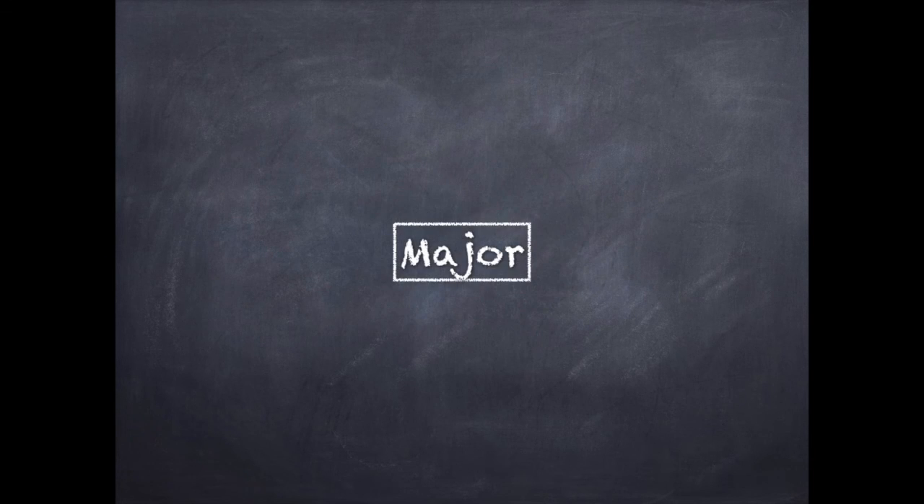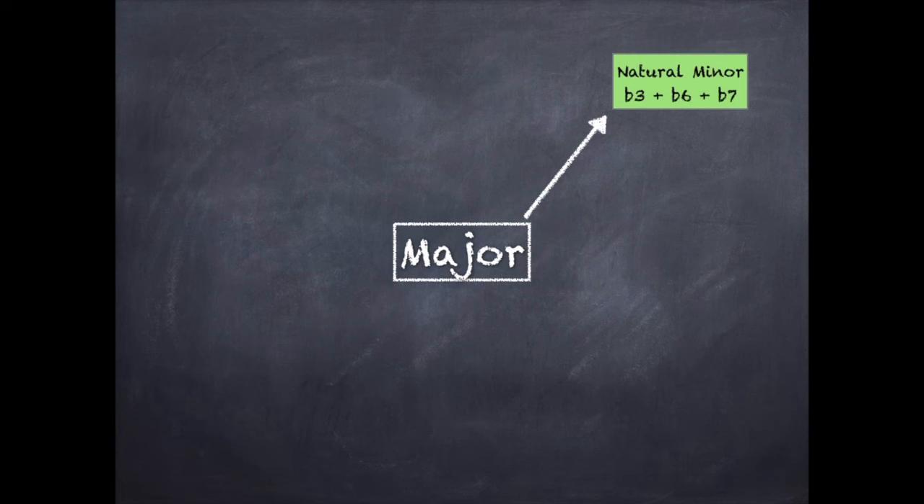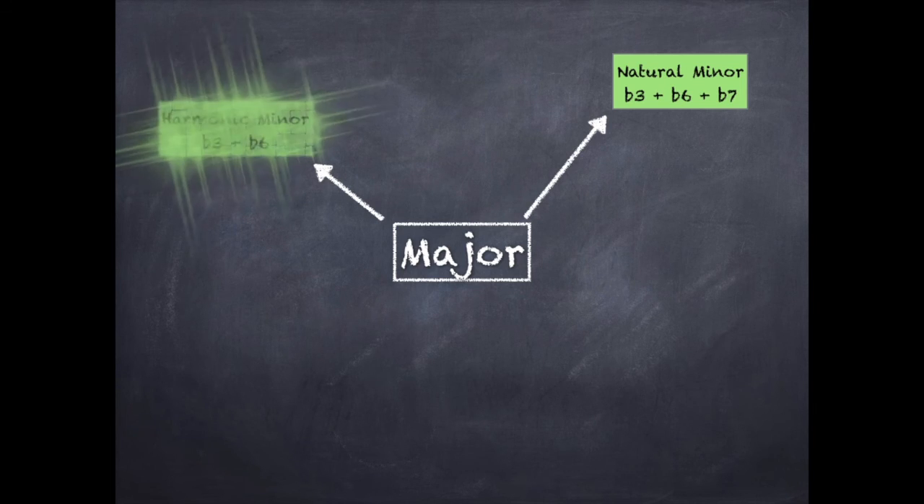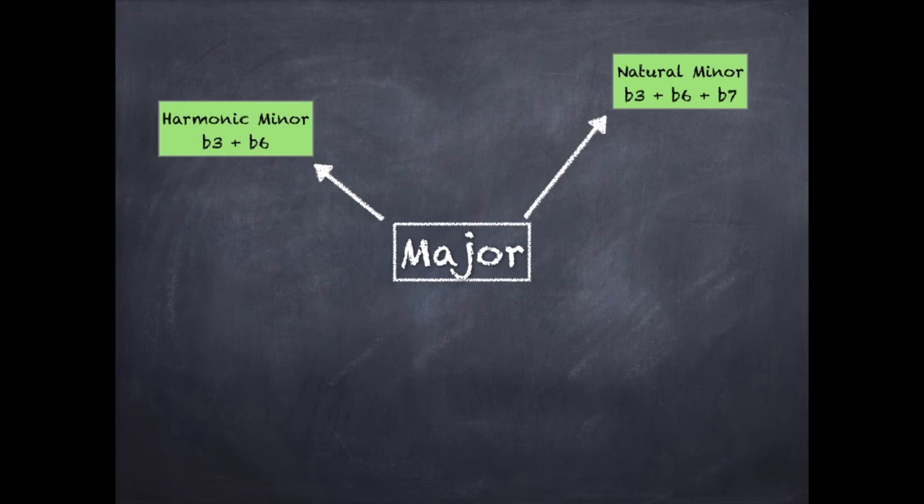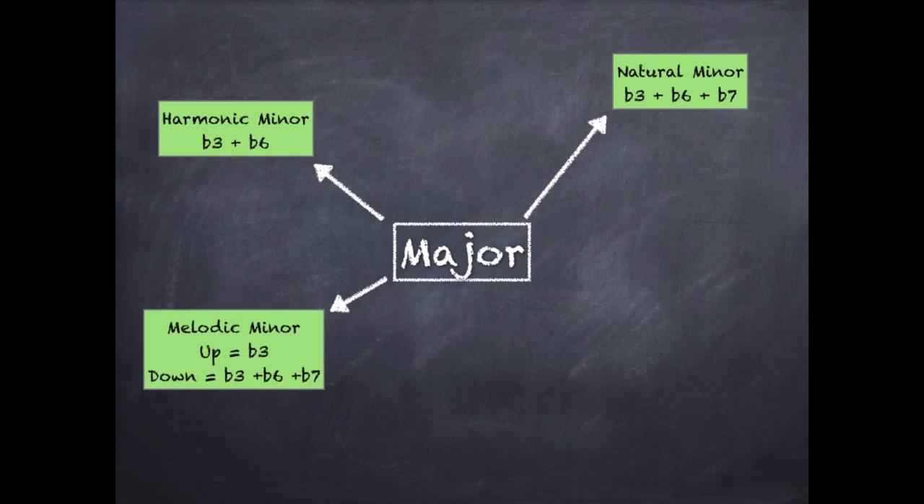So, with our major in the centre of the screen, to create a natural minor scale, we flatten the third, the sixth and the seventh note of the major scale. To create a harmonic minor scale, we flatten the third and the sixth note of the major scale. To create a melodic minor scale, we flatten the third when we go up, and we flatten the third, the sixth and the seventh when we go down.